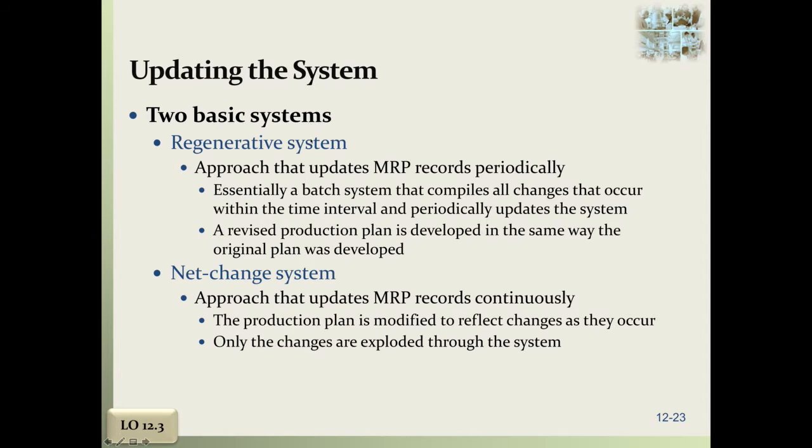So when you're updating the system, there's basically 2 basic systems. There's the regenerative system, which is an approach that updates the MRP records periodically, or a net change system, which updates the MRP records all the time. So the regenerative one is maybe after a specific period of time or a batch is completed, it's just going to revise it. And then the net change is as soon as it changes, it updates.